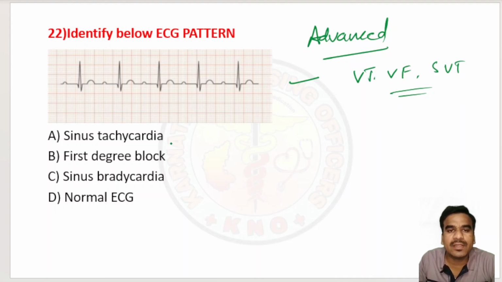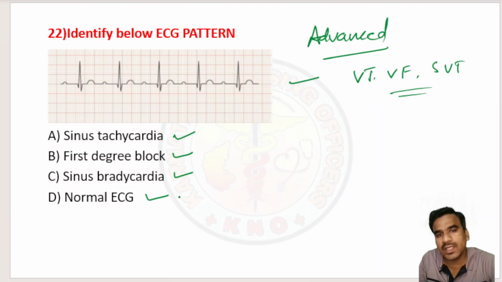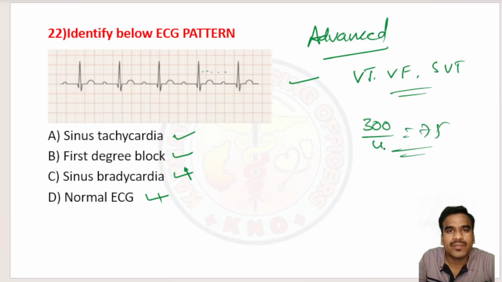Okay, so the options we can see are sinus tachycardia, first degree heart block, sinus bradycardia, and normal ECG. So this is not a normal ECG. This is not sinus bradycardia. The RR interval is regular, so we can calculate here: 1, 2, 3, 4. 300 divided by 4 is equal to 75. So this is not sinus bradycardia. Then first degree heart block, I will tell you, this is the right answer. This is not sinus tachycardia. This is the first degree block.